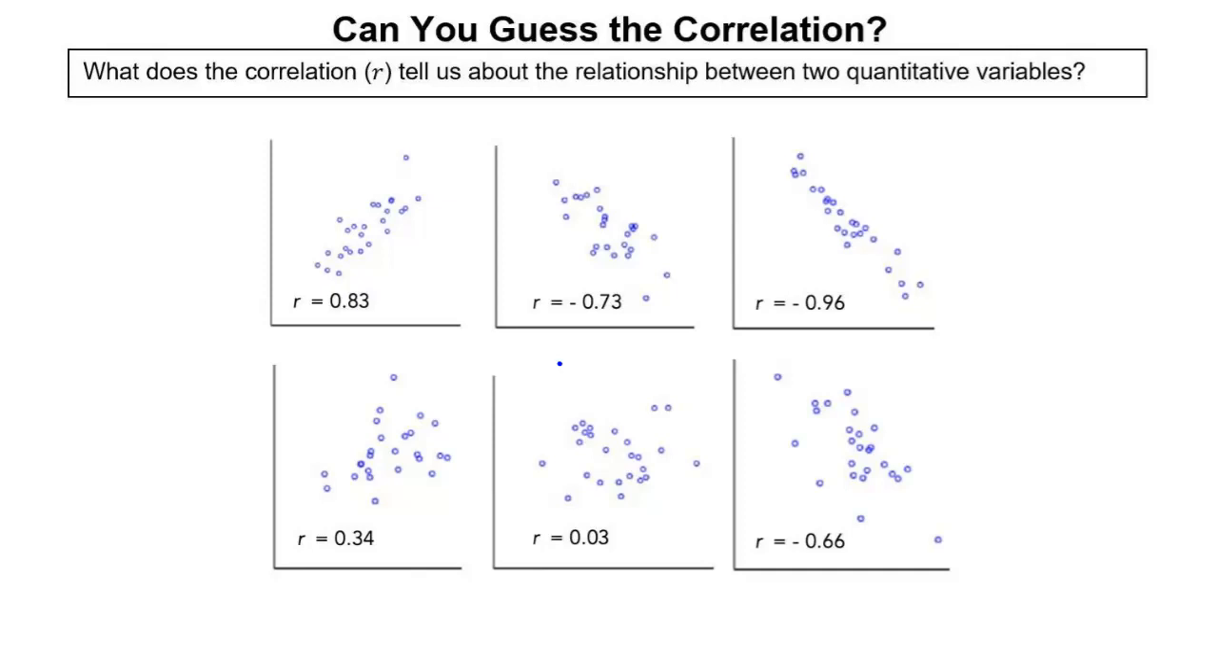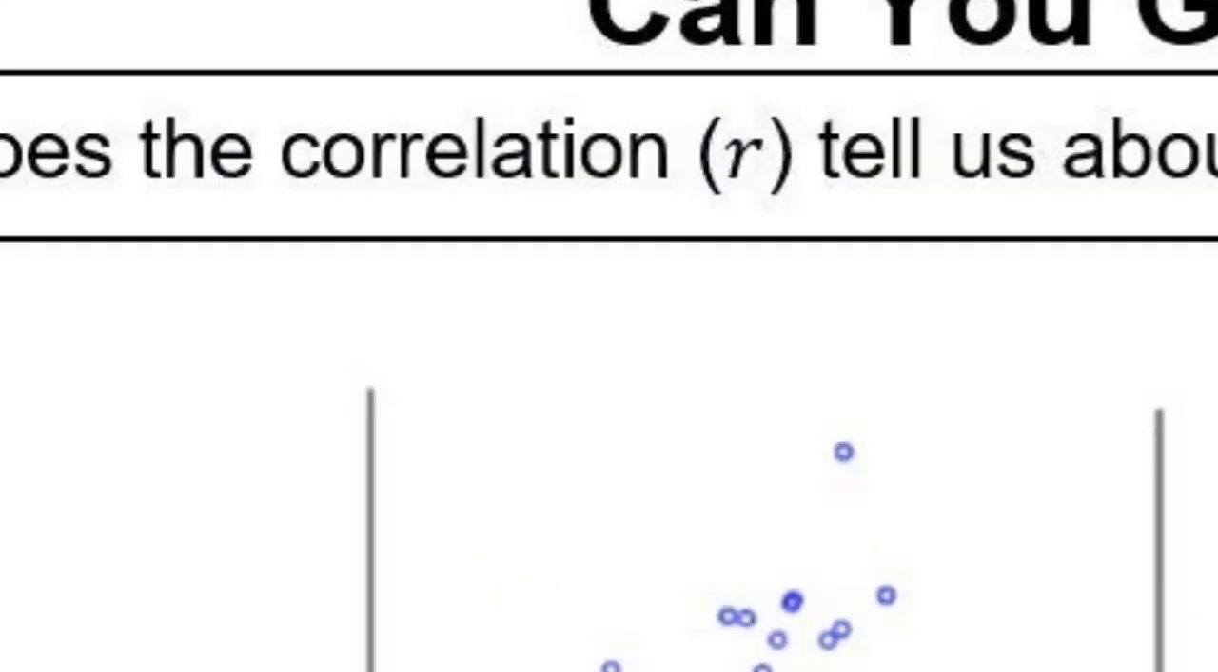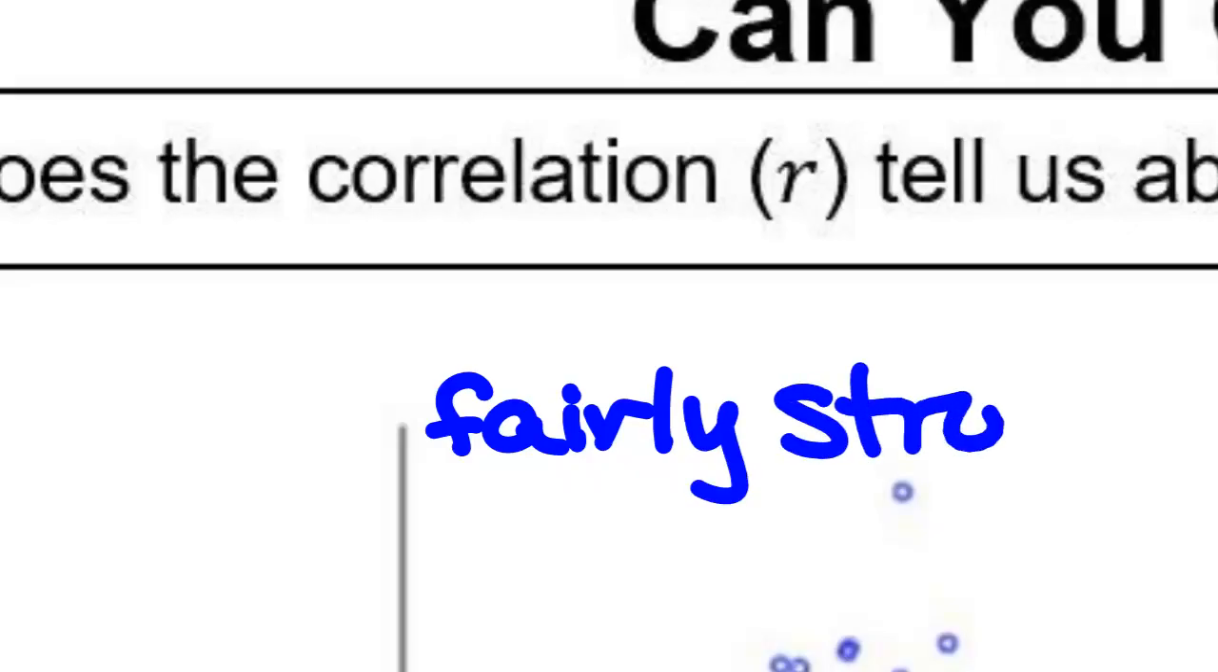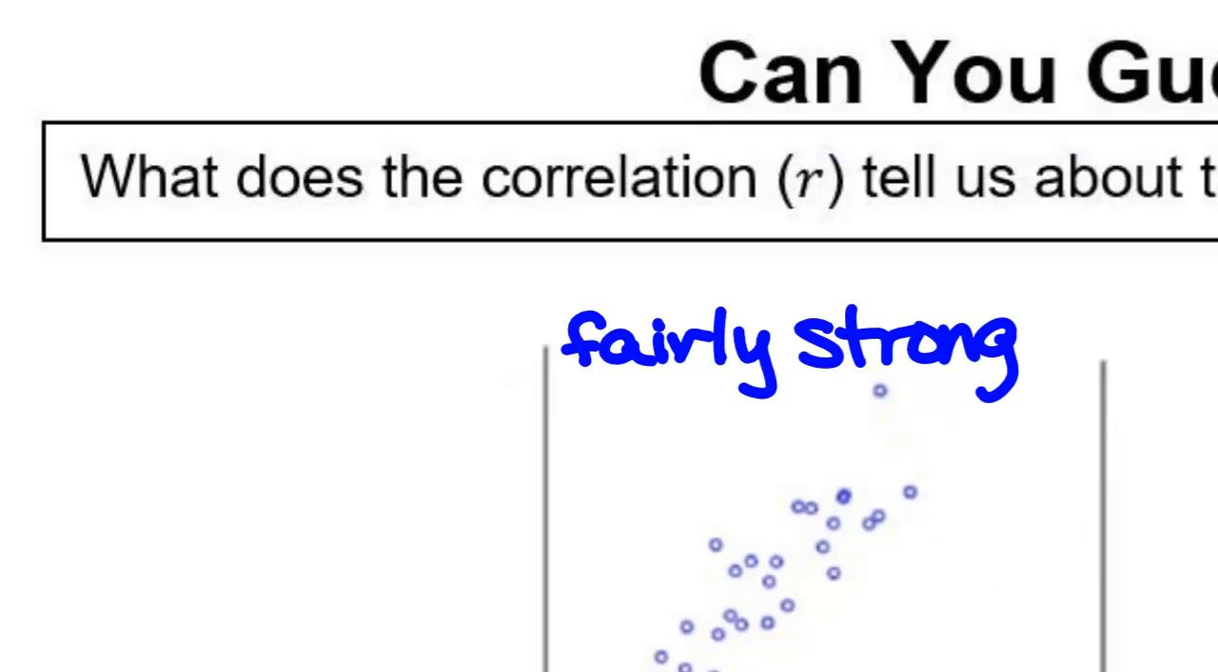All right, so tell me, how did you describe the upper left scatter plot? Strong positive or fairly strong positive? I like that. I'm going to call this fairly strong positive. If you just said strong positive, I would accept that.